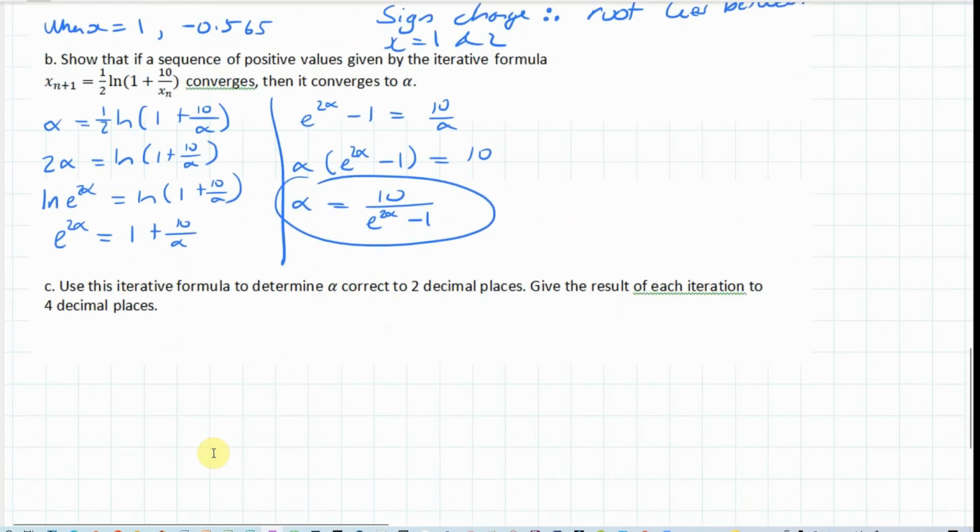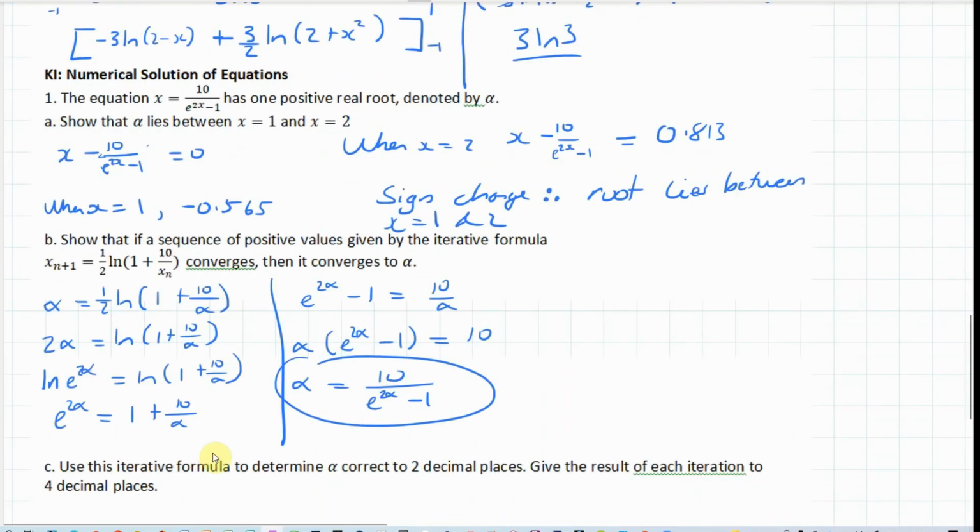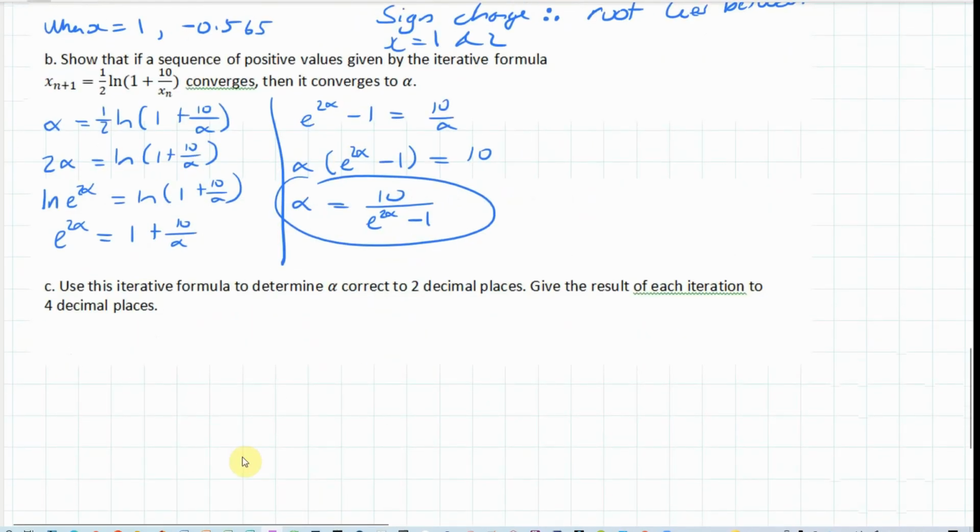Okay. Now use this iterative formula to determine alpha correct to 2 decimal places. So we're using this formula here. Step 1, I'm just going to start off with alpha equals 1.5, that's alpha 1. And then I chuck it into my calculator. So this is how I'm going to write it. I go 1.5 on my calculator, equals, and that will store it in the answer. And then I can type this on my calculator, ln 1 plus 10 over ans. And then I can just keep on clicking equals for each new term.